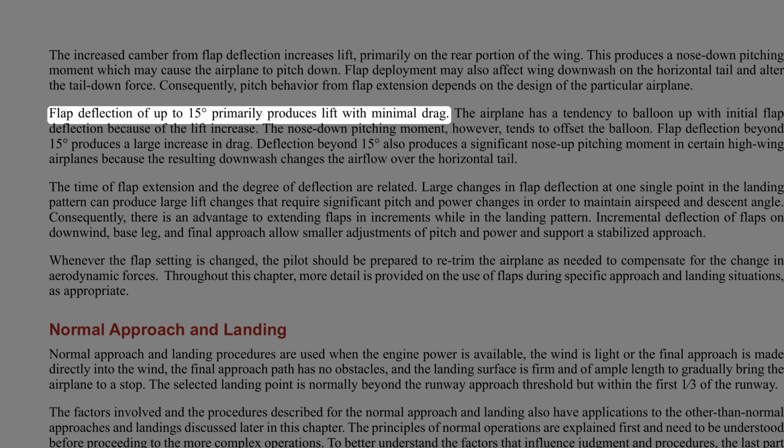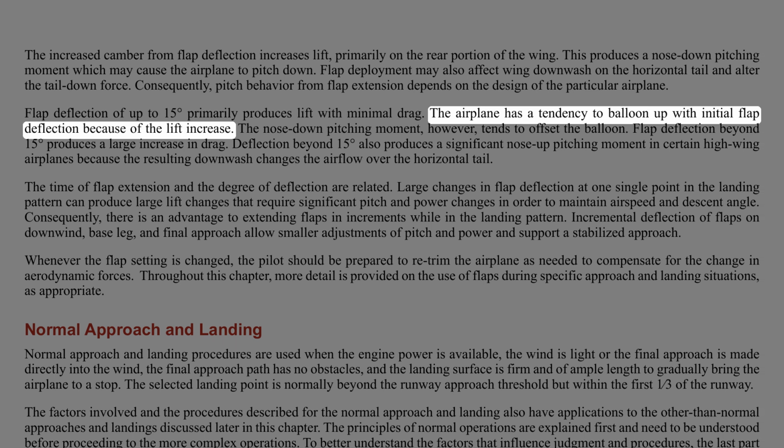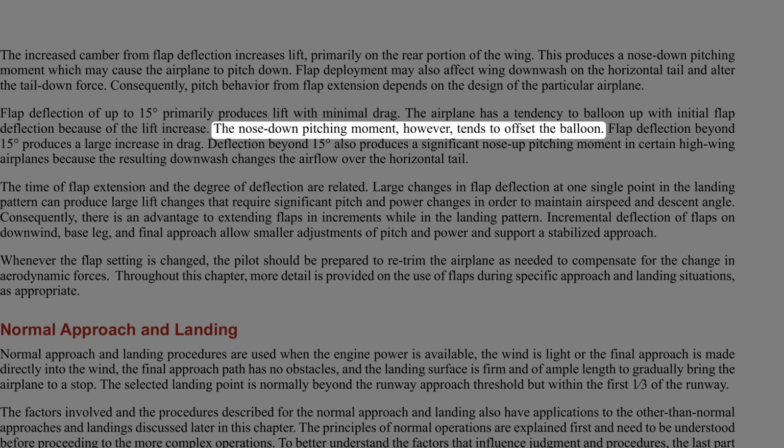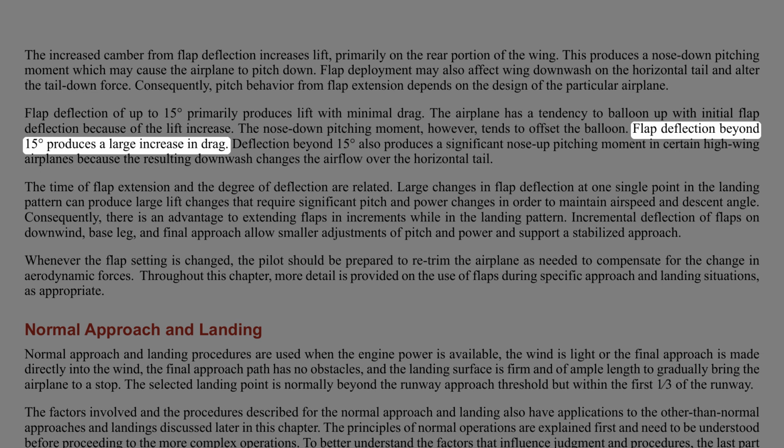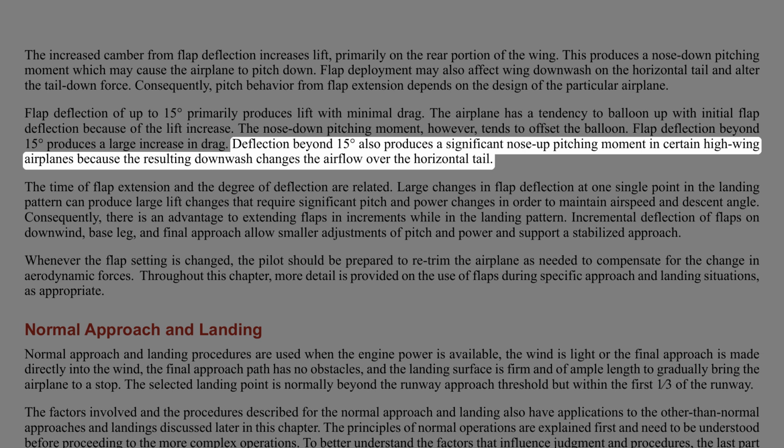Flap deflection of up to 15 degrees primarily produces lift with minimal drag. The airplane has a tendency to balloon up with initial flap deflection because of the lift increase. The nose-down pitching moment, however, tends to offset the balloon. Flap deflection beyond 15 degrees produces a large increase in drag. Deflection beyond 15 degrees also produces a significant nose-up pitching moment in certain high-wing airplanes because the resulting downwash changes the airflow over the horizontal tail.